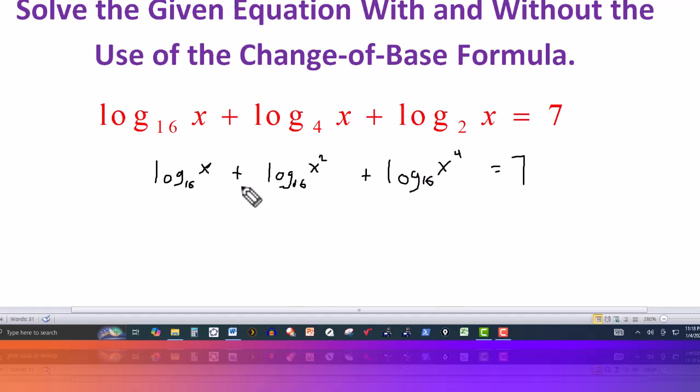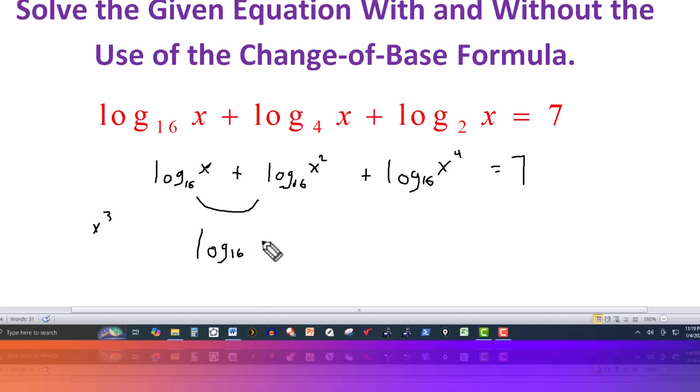I have a sum here. So remember, whenever you have a sum of logs, you can express that as a product. So let's look at the first two here. It's a sum. The base is the same, so this works. This becomes a 16. Then I multiply these out. What is the product here? The sum goes to product, so this would be x times x squared. It would be x to the third.